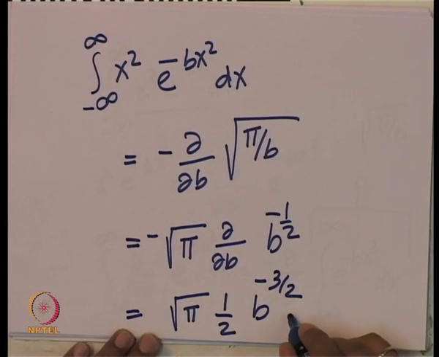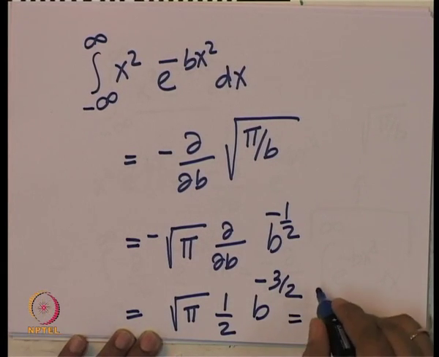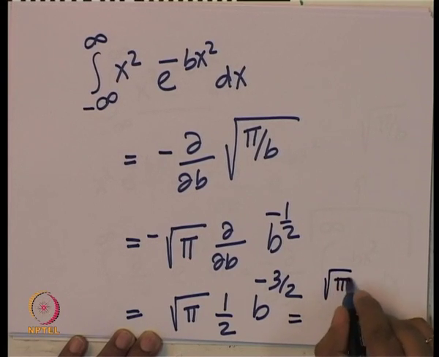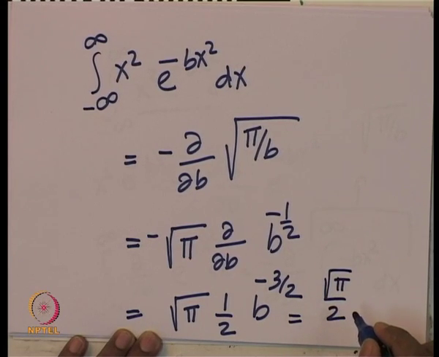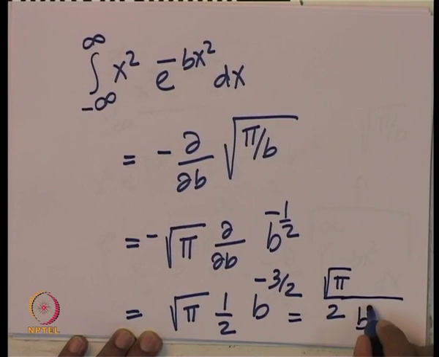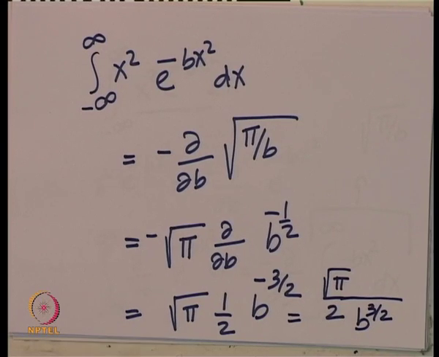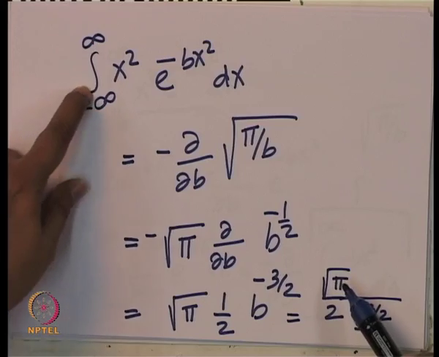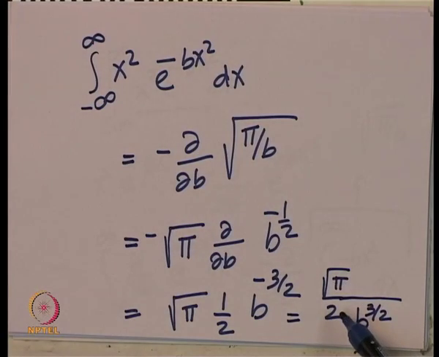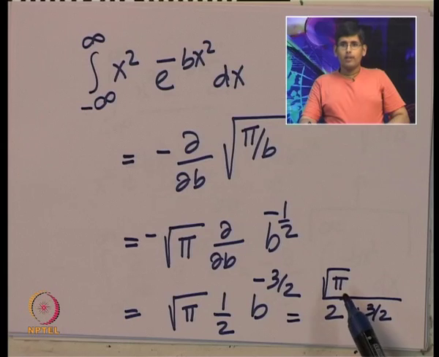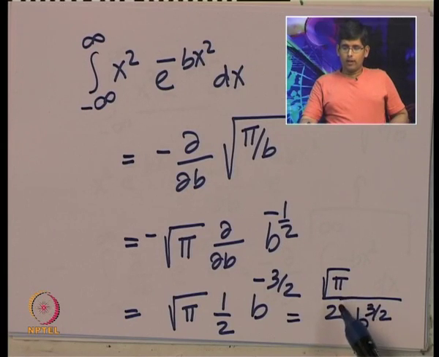So, if you wish, this can be written as root pi by 2 into b power minus 3 by 2. B power minus 3 by 2 can be written as 1 over b power 3 by 2, and there is a half and there is a pi. So, the integral x square e power minus b x square dx is nothing but root of pi by 2 b power 3 by 2.